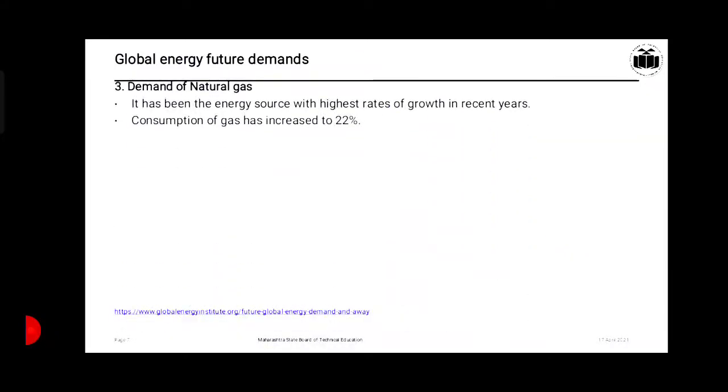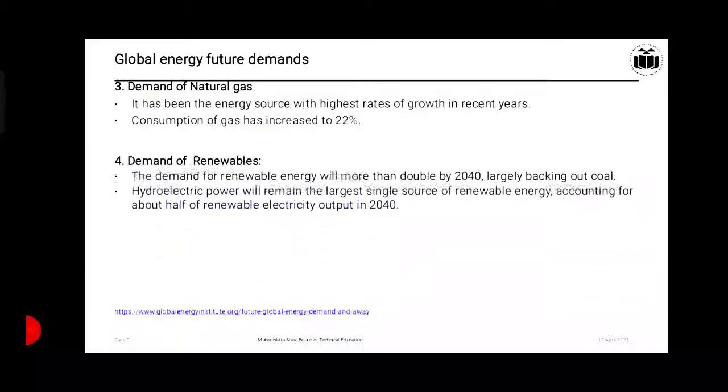Now the next is the demand of natural gas. It has been the energy source with the highest rate of growth in recent years. In recent years natural gas is used more and more, in the formation of electricity and in different factors. Consumption of gas has increased by up to 22% in some recent years.